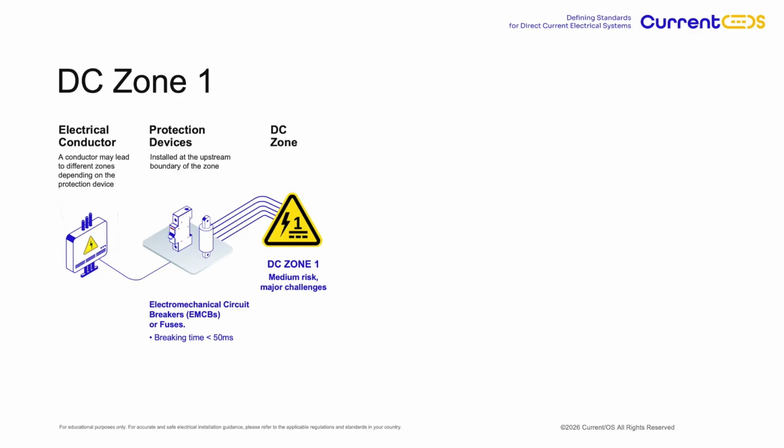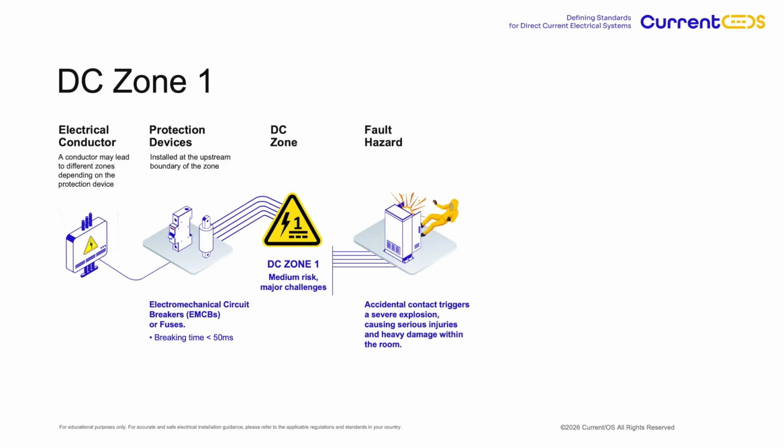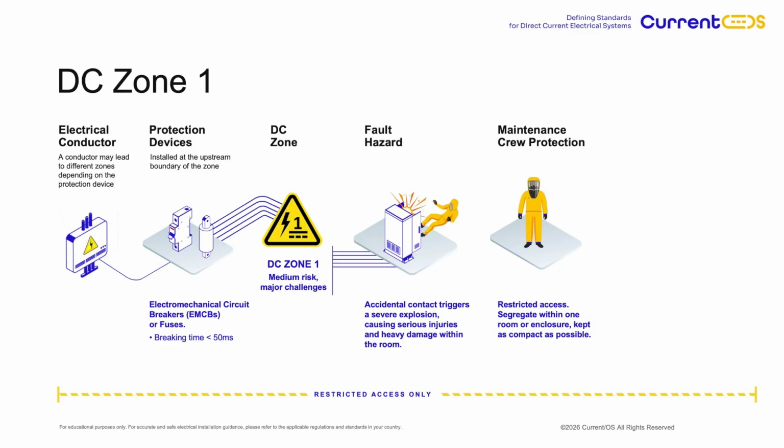The fault hazard level becomes much lower already. However, significant arc flash risk remains, and system design is challenging. Accidental contact triggers a severe explosion, causing serious injuries and heavy damage within the room. Maintenance crew needs to wear protective clothing.